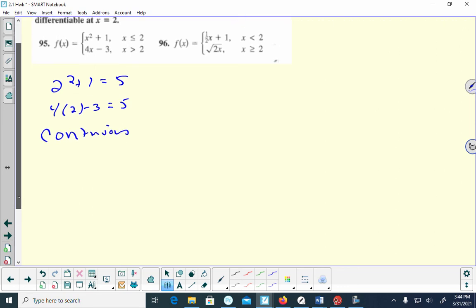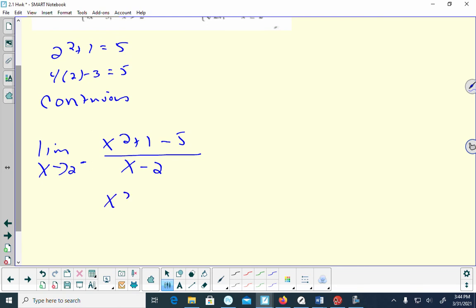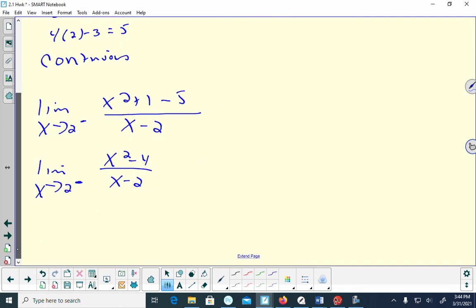Then what I'm going to do is find the derivative using the alternate form. So I'm going to go as x approaches 2, but I'm going to approach from the left, which means I'm using this top formula. And I'm going to do that x squared plus 1. And when I put in 2, we just said that was 5, over x minus 2. The alternate formula we just did. So this is going to be x squared minus 4 over x minus 2. And I'm doing this from the left because that's the formula I'm using. So this will be x plus 2, x minus 2, all over x minus 2.